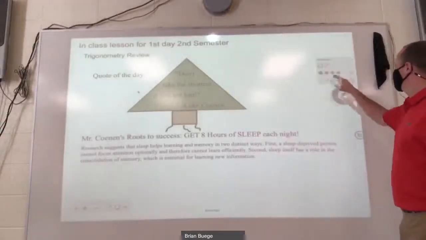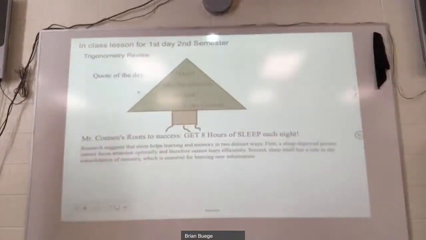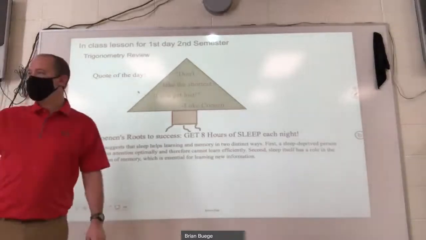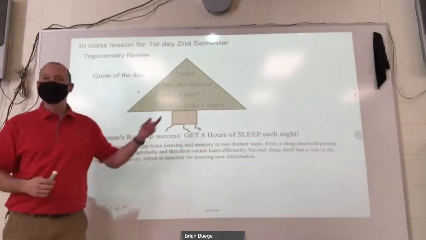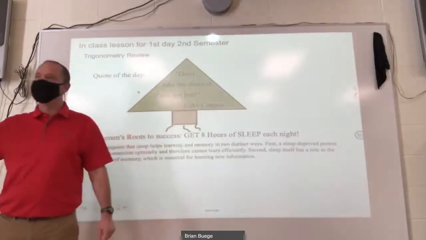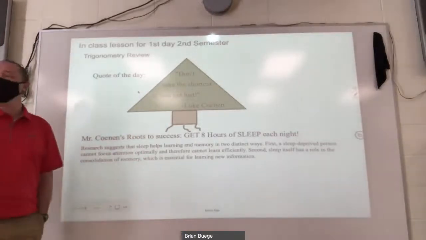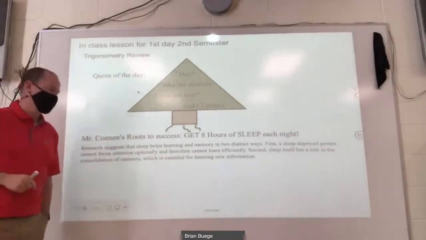First off, just a reminder, Mr. Coonan's quote of the day, he quoted himself again today: don't take the shortcut if you get lost. Very simply, he's talking about those 30-60-90 and 45-45-90 shortcuts. Meaning if they don't make sense, don't use them. You always could still do sine, cosine, tangent. You don't have to use them. They're just an advantage if you understand them. So just a heads up on that.